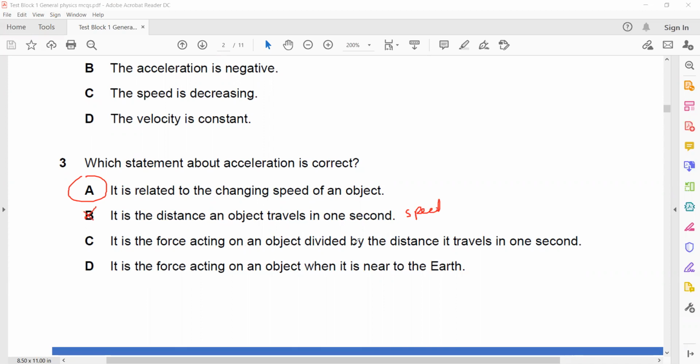C says it is a force acting on an object divided by distance in 1 second. Force divided by distance in 1 second means force divided by speed. Force divided by speed is not acceleration. Force divided by mass is acceleration. D says it is a force acting on the object when it is near the earth. That's related to the gravitational force or the weight of an object, but it is not related to acceleration. So A was the correct answer.